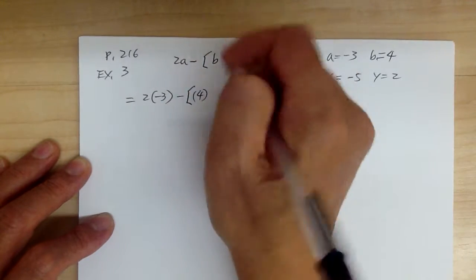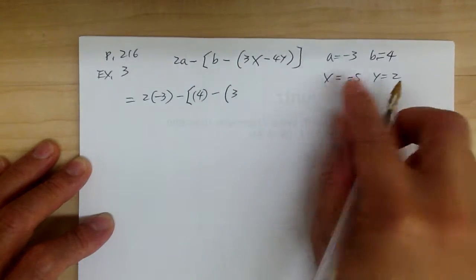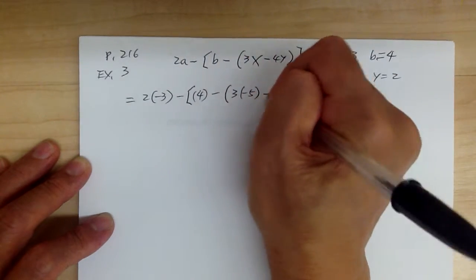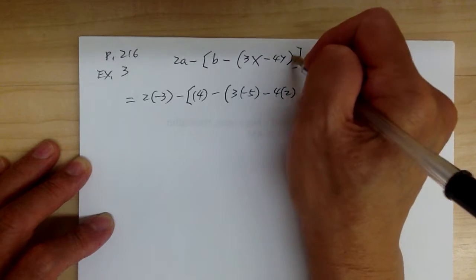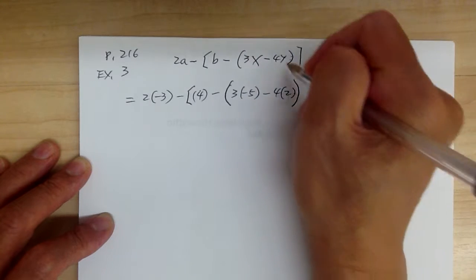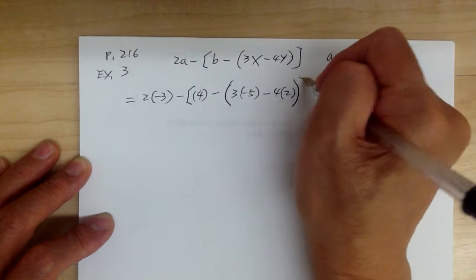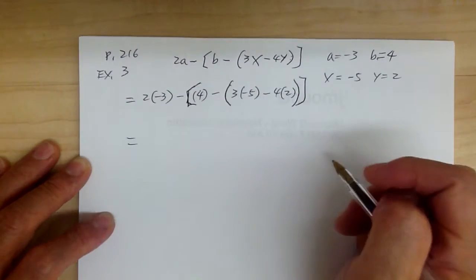Again, whenever you substitute, put in the parentheses. Minus 3 times the x is negative 5, minus 4 times y is 2. Now, make sure that you keep track of your parentheses, right? This parenthesis is out here. This parenthesis is from substitution. Okay, so make sure you follow and keep track.